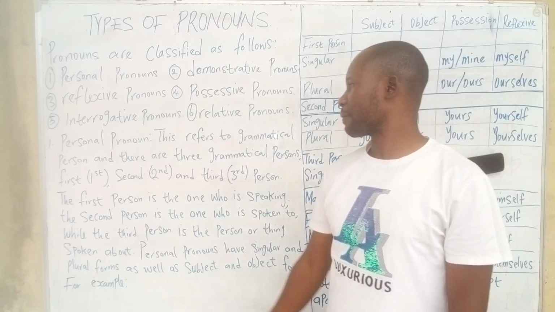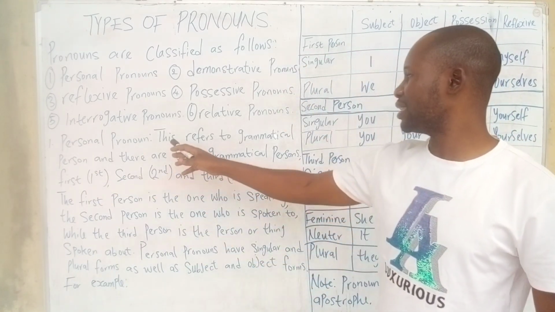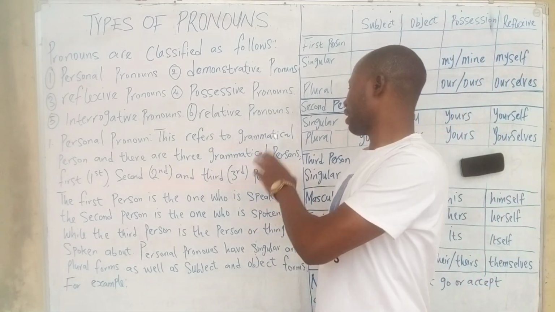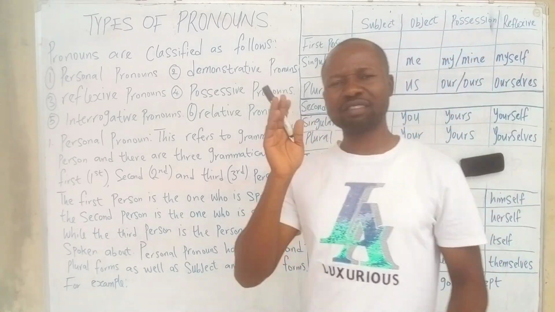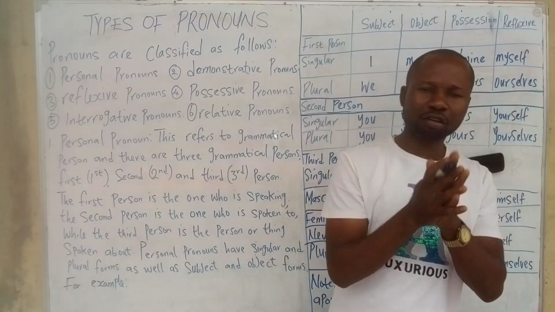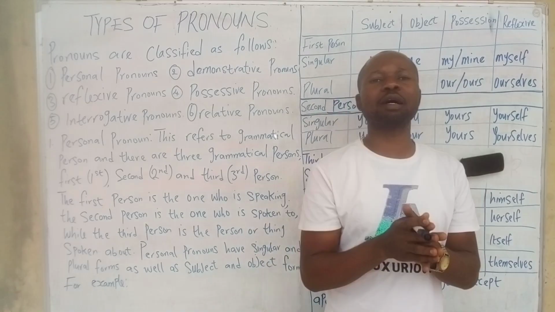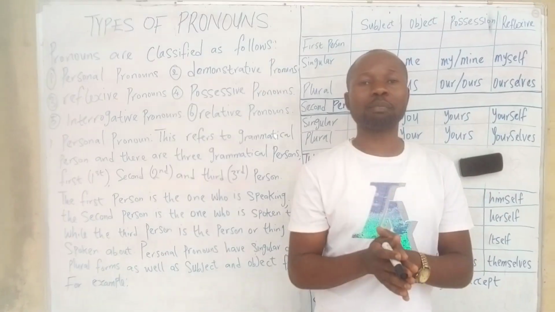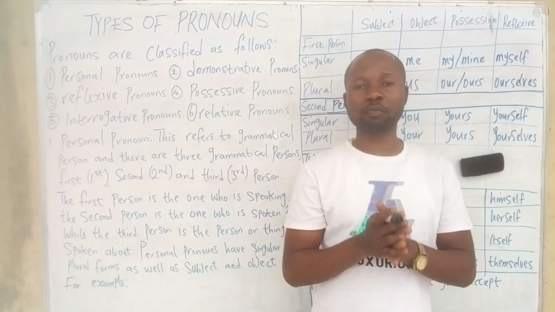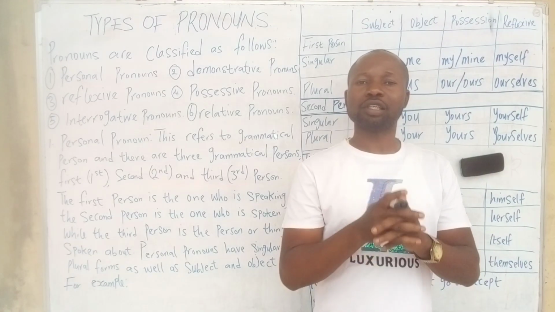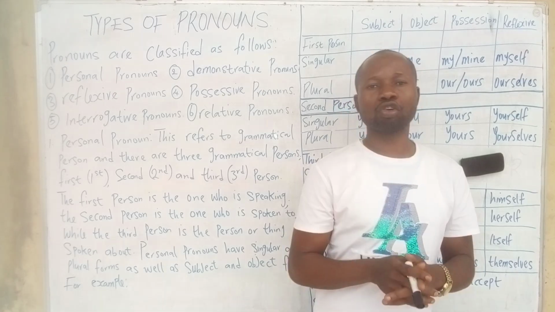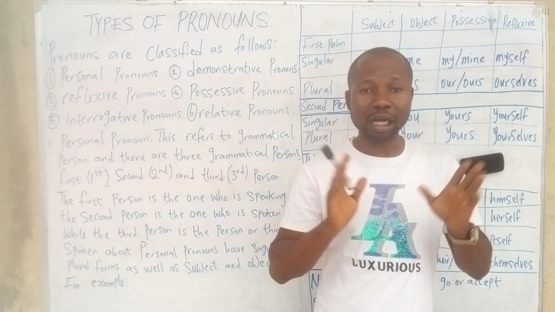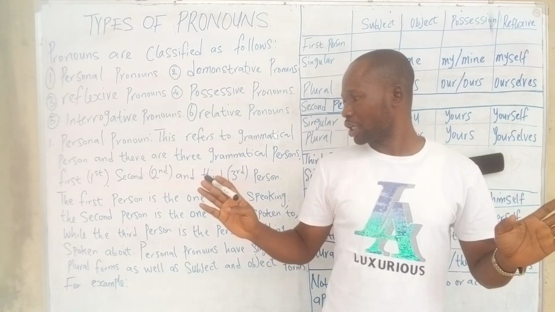So let's start. Personal pronouns. This refers to grammatical person, and there are 3 grammatical persons when we refer to pronouns. Pronouns cannot go beyond these 3 people. Number 1, the person that is speaking. Number 2, the person spoken to. Number 3, somebody or something spoken or talked about. That's all.